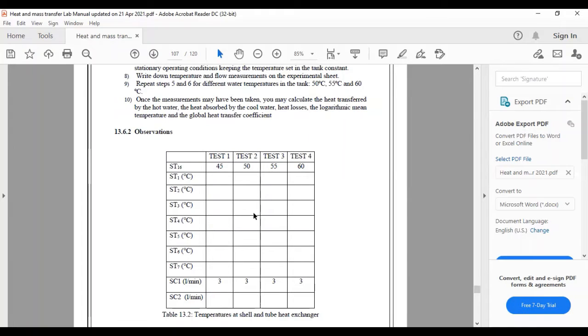Now we will move towards the lab, and we will see how we perform this experiment to measure all of these temperature values. Then I will show you how we will use these values to calculate different parameters. So now we will move towards the lab. Before moving towards the lab, I would like to tell you that these are all the heat exchangers we are using in the lab.